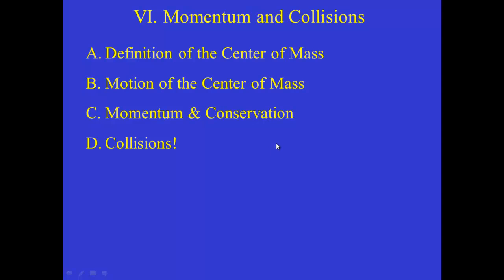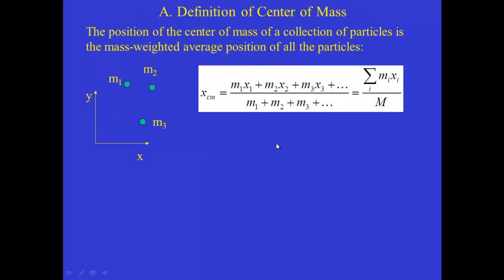So we'll begin with the definition of the center of mass of a system of particles. Here's the way it works. Imagine we have three particles. We could have more, but three particles that are sitting at different positions in the xy plane, and they of course have different masses, or they could at least in principle have different masses.